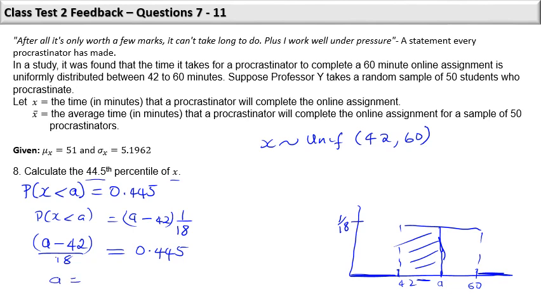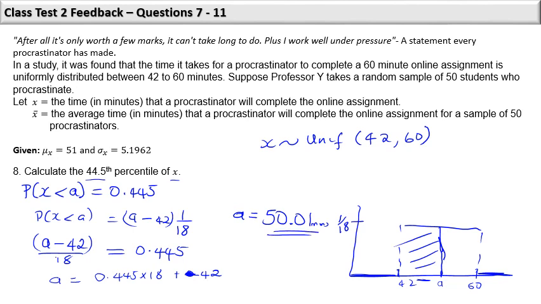Now A will be equal to 0.445 times 18, and then I add 42, not 0.42, 42. So I'm adding 42 because I'm taking it this side. I'm going to add this side and add this side. And your value for A, for your 44.5th percentile, will be 50.01 minutes.